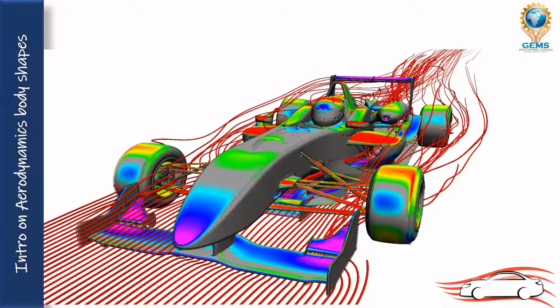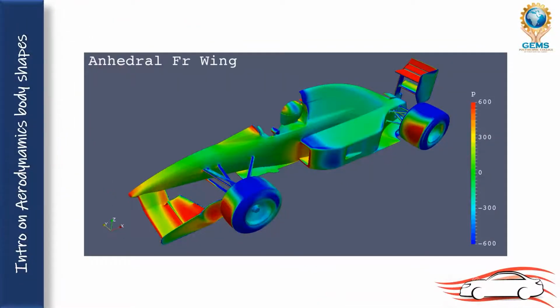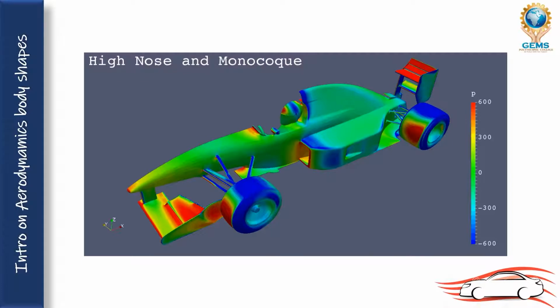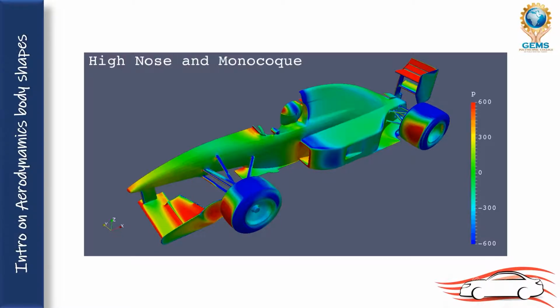Okay, the car will be driven by the driver and the wind will be on the flow, and how it is tested. One more, I'm going to show an animation here. Okay, just see the animation. There are some color changes here. Okay, low nose and unhetero fire wing, high nose and Montague full span.